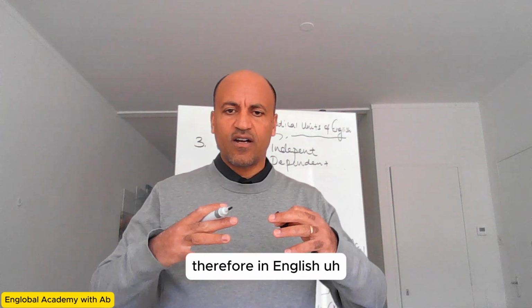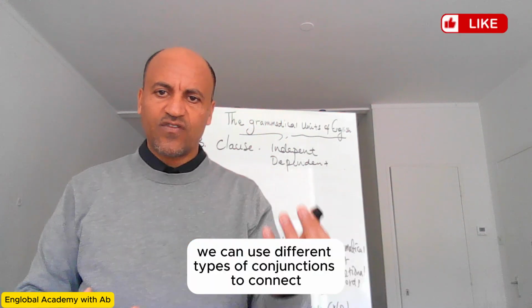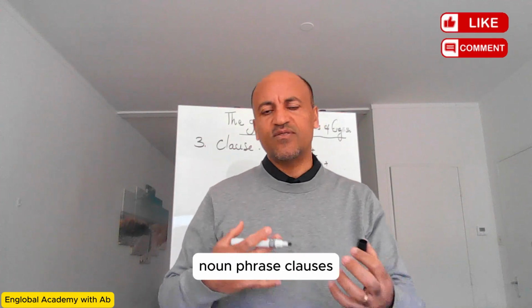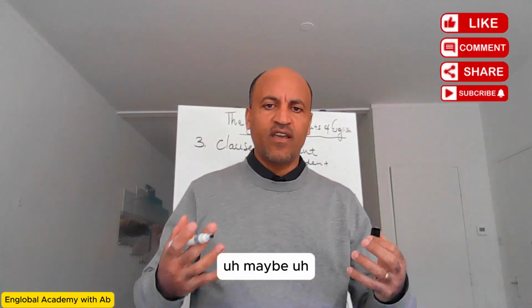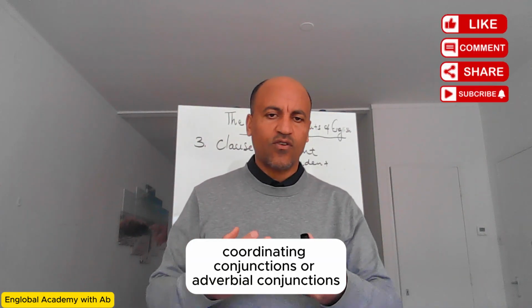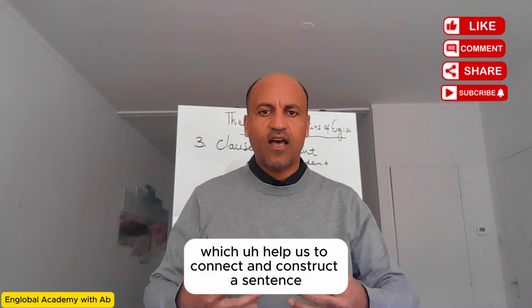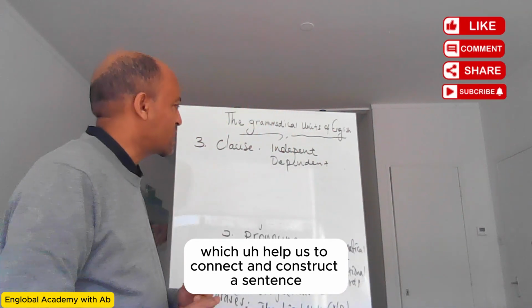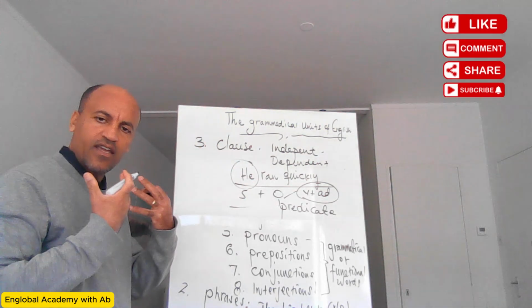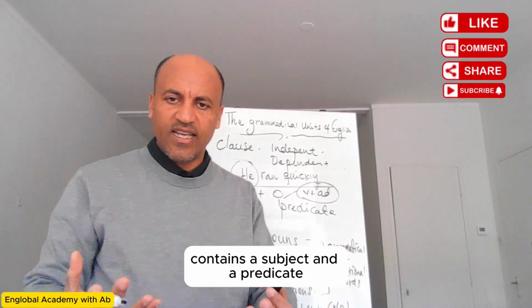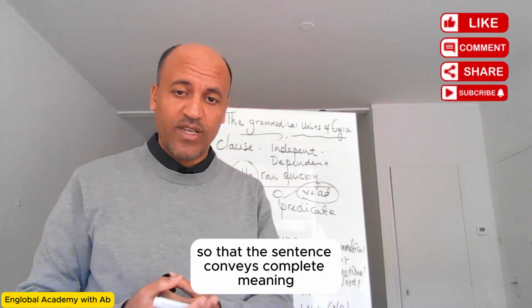Therefore, in English, whenever we construct a sentence, we use conjunctions. We can use different types of conjunctions to connect nouns, phrases, and clauses. This type of conjunction may be coordinating conjunctions or adverbial conjunctions or correlative conjunctions, which help us to connect and construct a sentence. An independent clause usually contains a subject and a predicate so that the sentence conveys complete meaning.